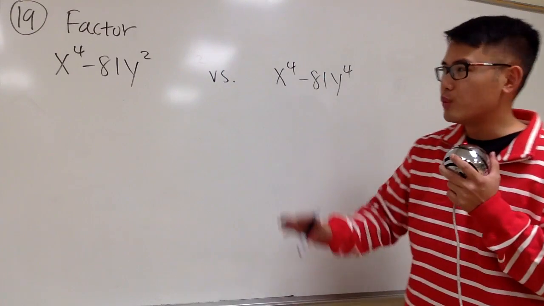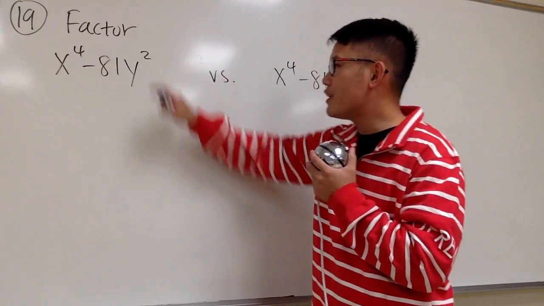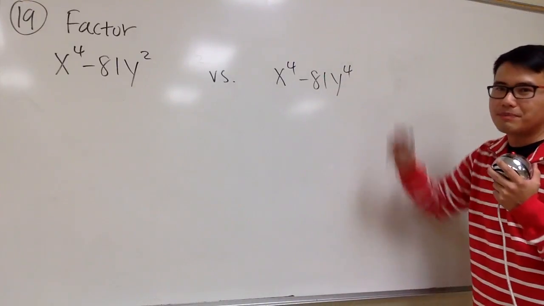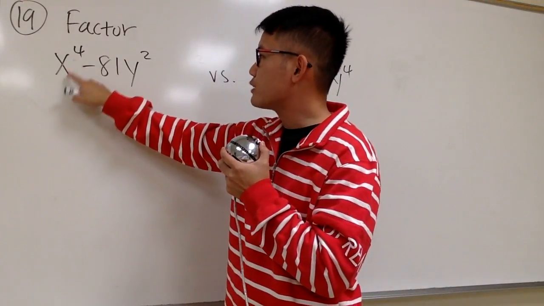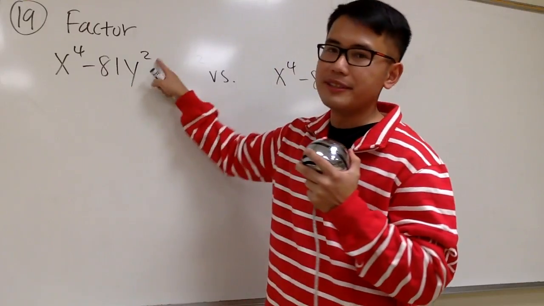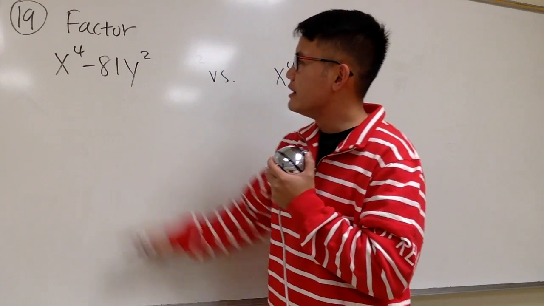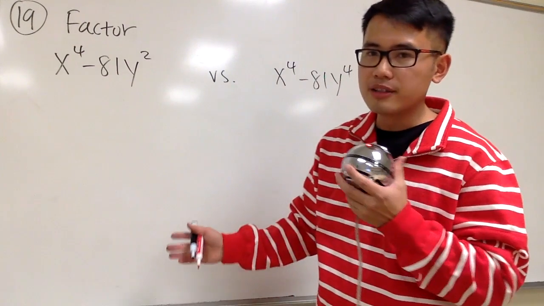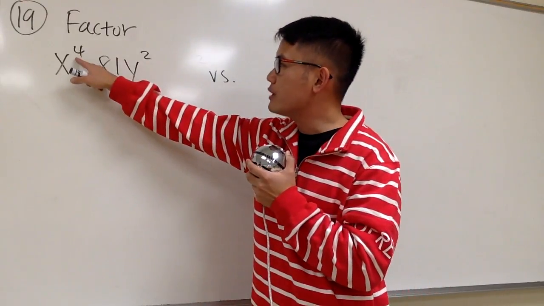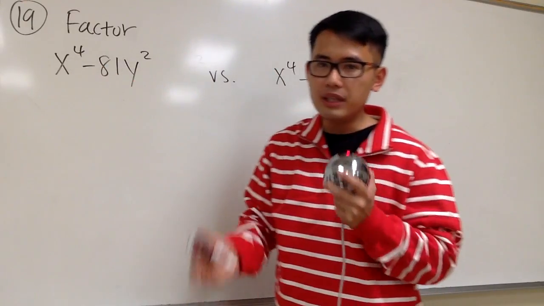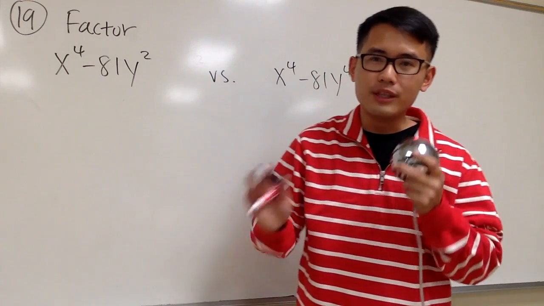All right, number 19, once again, we are going to work out 2 factoring equations together. And you can see that here we have y squared, but this is y to the 4th power, right? And let's focus on this right here first. How can we factor out x to the 4th power minus 81 y to the 2nd power? We have 2 terms, but then this is x, this is y. They are not the same, so we cannot factor out any common factor, right? But then you see that the powers, this is 4 and this is 2. They are both even. So I'm going to try to do this by the difference of 2 squares.